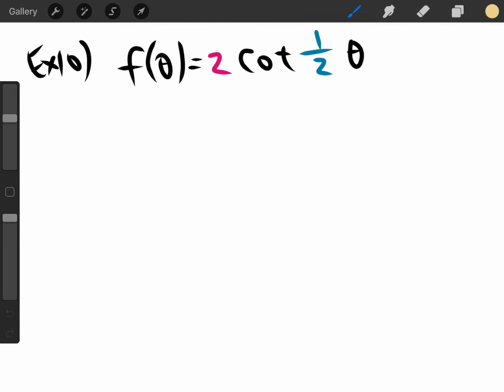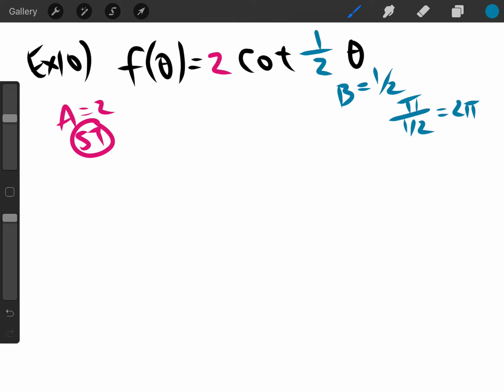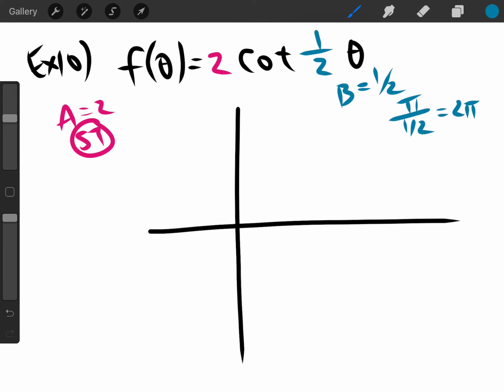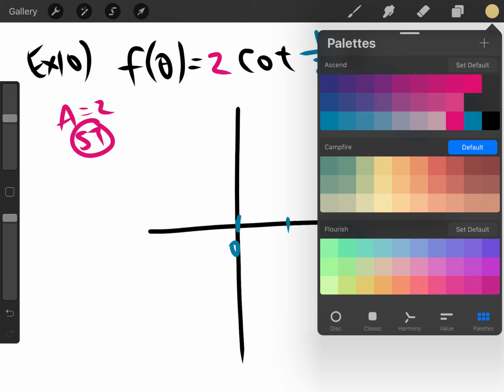Last one. So this time we got the a value equals 2, so it's going to be steeper. So later we have to show two curves since there is a change in steepness. The b value is going to be 1/2, which means that the period is going to be pi over 1/2, which is going to be 2 pi. Okay, so you're going to show that it's going to be between 0 and then 2 pi. Okay, halfway of 2 pi is pi. Don't worry about labeling that one.